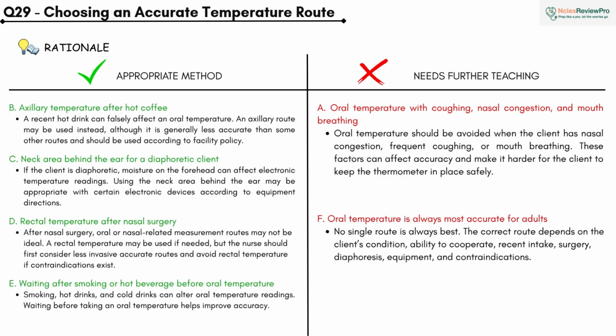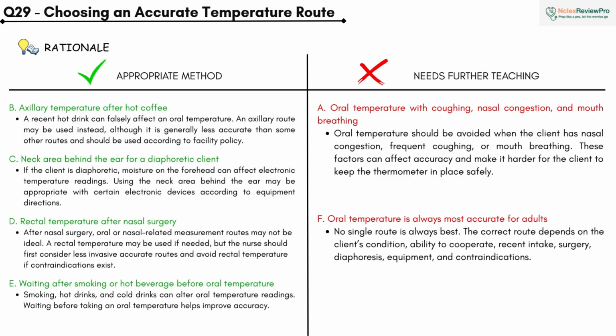After nasal surgery, some routes may not be ideal, but the nurse should still consider the least invasive accurate route first and avoid rectal temperature if there are contraindications. For option E, waiting before taking an oral temperature after smoking or drinking a hot beverage is appropriate. Smoking, hot drinks, and cold drinks can alter oral temperature readings. Waiting helps improve accuracy.